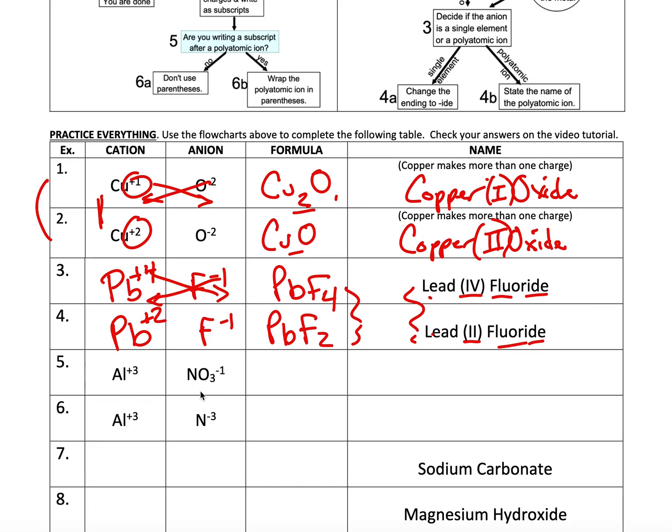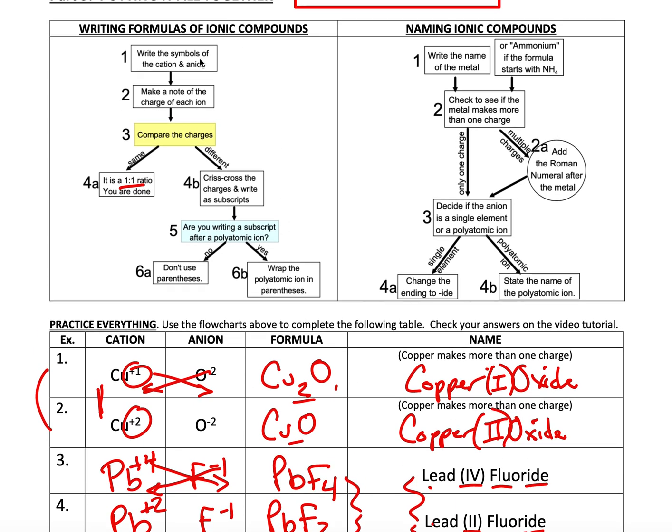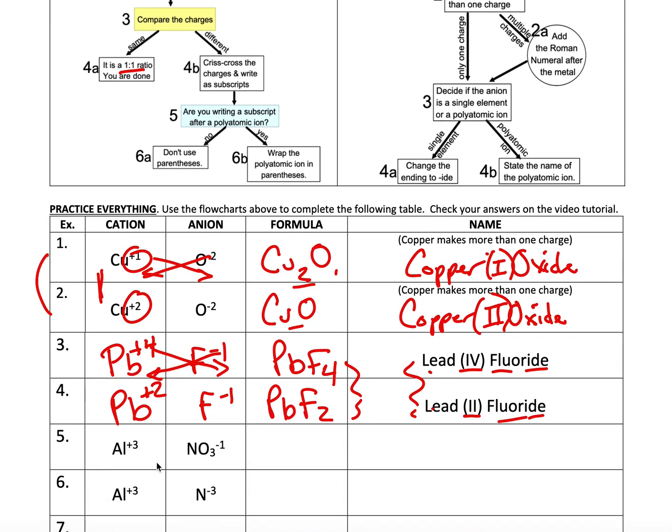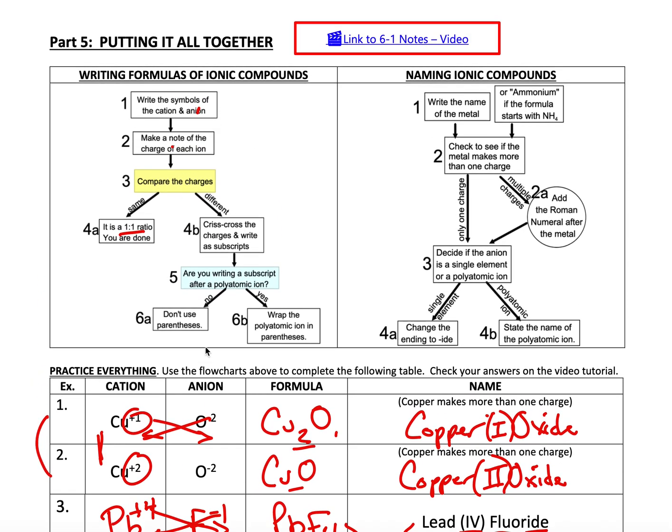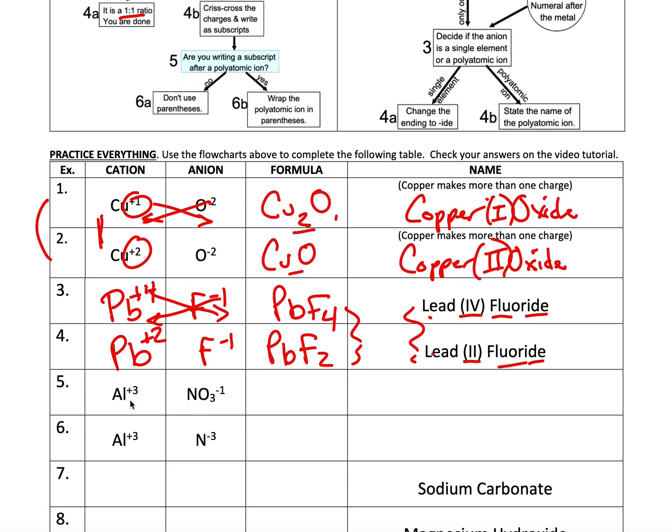Now we have aluminum hooking up with NO3 and aluminum hooking up with N. So let's go through our process here. Write the symbols of the cation, anion, check. Make a note of the charges. We've got the charges. Compare the charges. Are they the same or different? 3 and a 1, they're different, so we got to crisscross it.